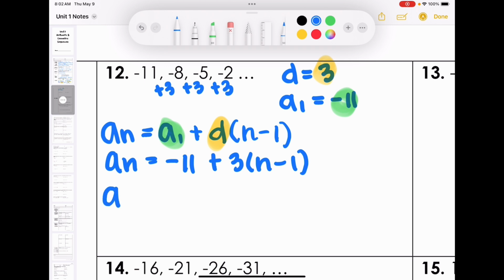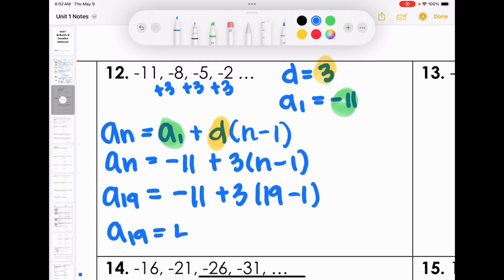Now I want to find the 19th term still. So wherever there's an N, I'm going to plug in the number 19. I'm going to type that in my calculator, and it's going to give me 43.